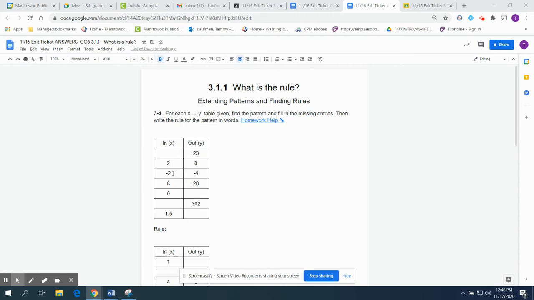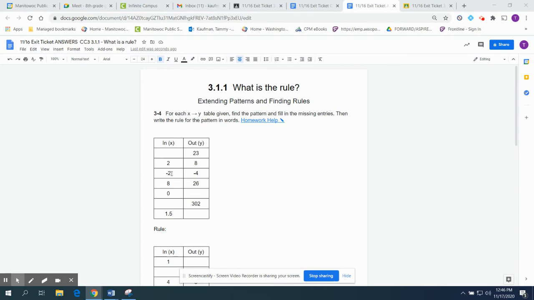But then I go to the next one and it's like -2 times 4 is not -4. So that can't be right. So I'm going to skip this one just because there's negatives in it. And I'm going to try this 8 one and figure out, well, what else could I do? So I could do 8 times 3, which is 24, plus 2 is 26. Well, let's see if that works. So 2 times 3 is 6, plus 2 is 8. Oh, that seems to work for both those.